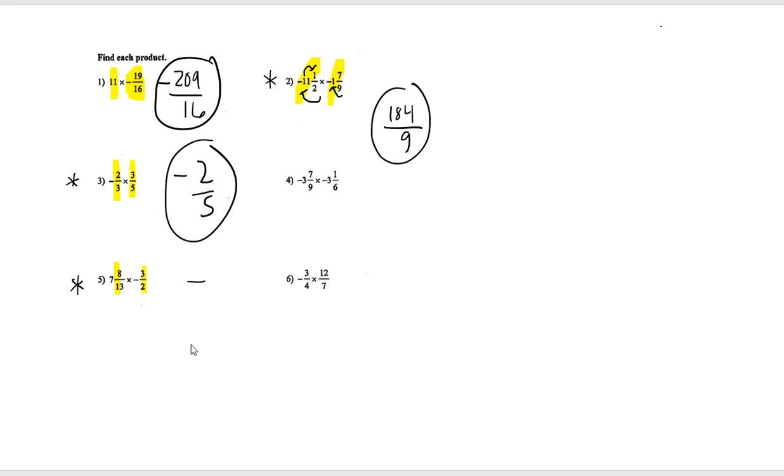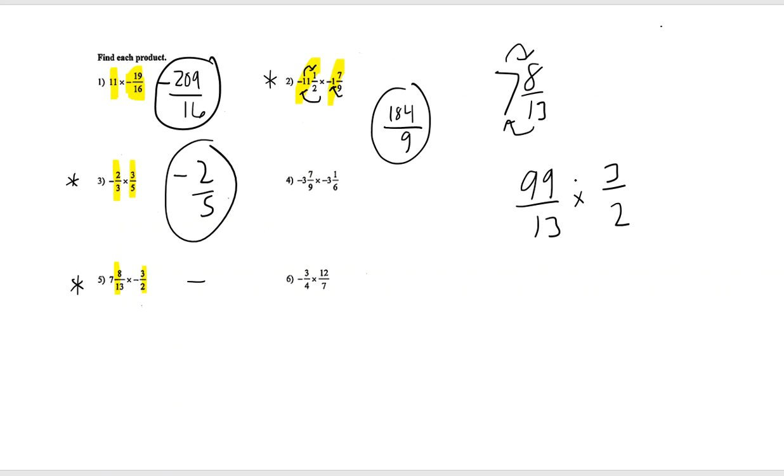And now on this one, we have a mixed number of 7 and 8/13. So the first thing that we want to do is change that mixed number to an improper fraction. So we're going to do 13 times 7, and then we are going to add 8. So 13 times 7 is 91. 91 plus 8 is 99. So that becomes 99/13. And then we are going to multiply that by 3/2.